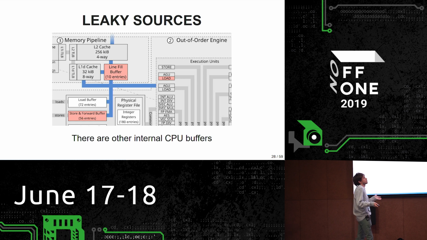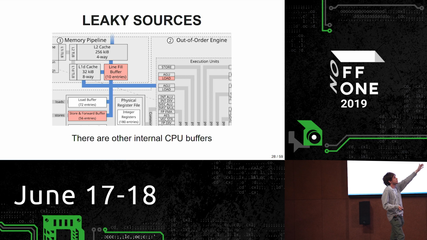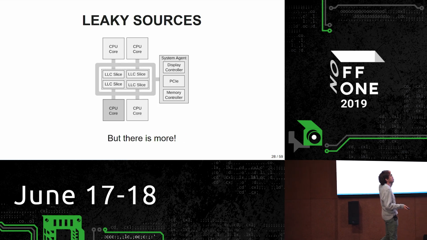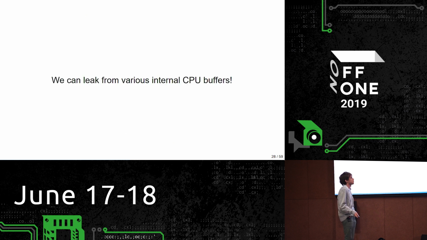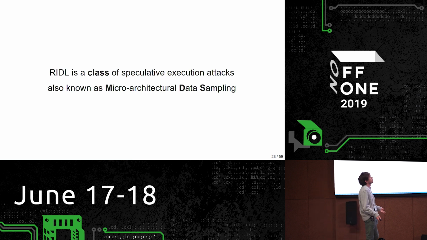So there are other internal CPU buffers. So for instance, the line-fill buffer, the store and forward buffer, and the load ports. And there's also more. So there's also, for instance, uncached memory that is partially handled by the memory controller. And what we show with RIDL is that we can actually leak from various internal CPU buffers. So RIDL is actually just a class of speculative execution attacks that is also known by Intel as microarchitectural data sampling, or MDS.